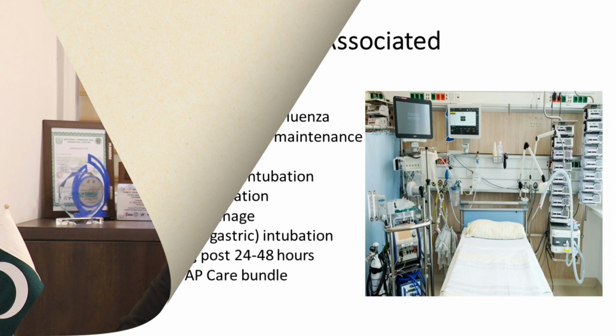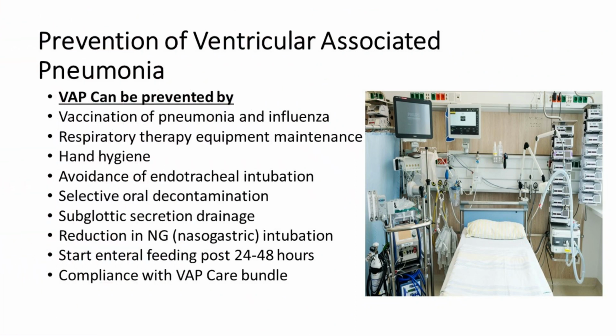VAP can also be prevented by vaccination, as was discussed in the previous slide. So, vaccination against pneumonia and influenza. The second component can be respiratory therapy equipment maintenance, and hand hygiene. Hand hygiene is the step that can prevent all healthcare associated infections.